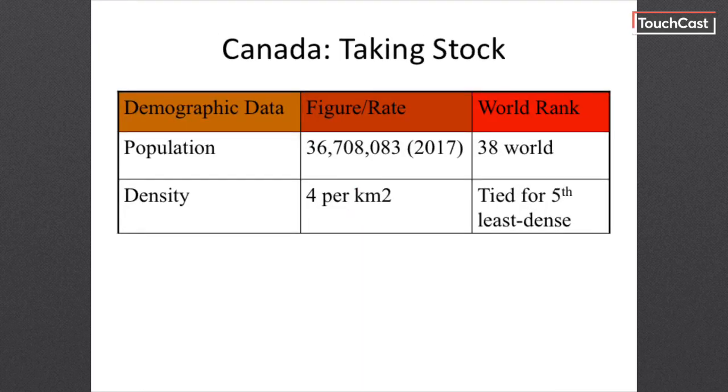When it comes to demographic data, this chart here shows our population, 36 million people plus as of 2017. That puts us about 38th in the world. And there's our population density at 4 people per square kilometer. That's tied for 5th least dense in the world. Now, of course, if you talk to someone living in downtown Vancouver or downtown Toronto about that, they'd probably not feel that it was particularly dense. But, of course, that's an average over the entire country, right? So we do have a very low population density.